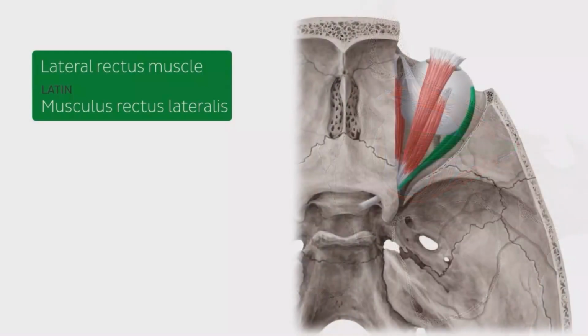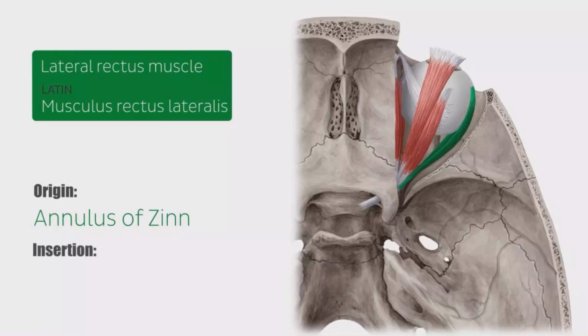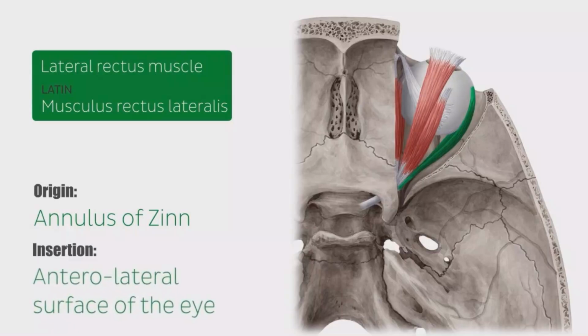The lateral rectus muscle, which is highlighted in green, originates from the common tendinous ring, also known as the annulus of Zinn, located at the apex of the orbit around the optic canal. The annulus of Zinn is formed by the tendons of the 4 rectus muscles: lateral, medial, superior, and inferior. The lateral rectus, as the name suggests, is found on the lateral aspect of the eyeball, and it inserts onto the anterolateral surface of the eye.